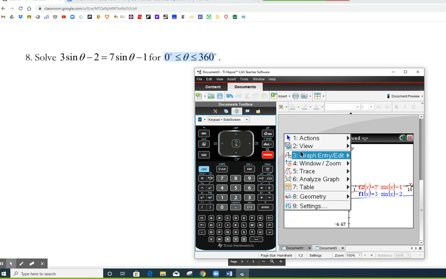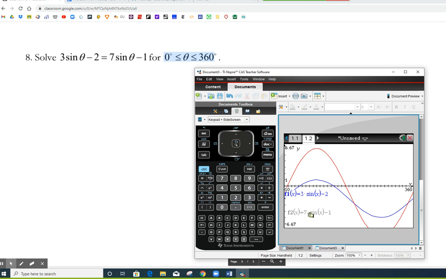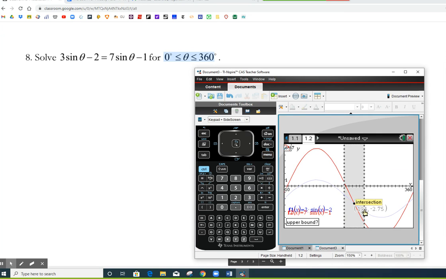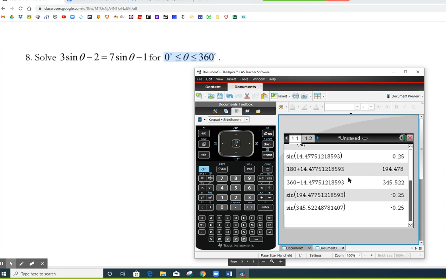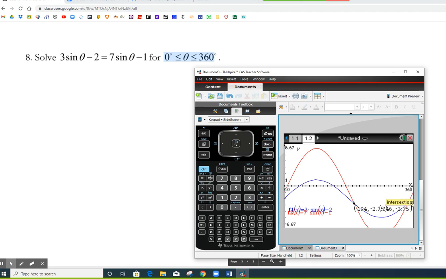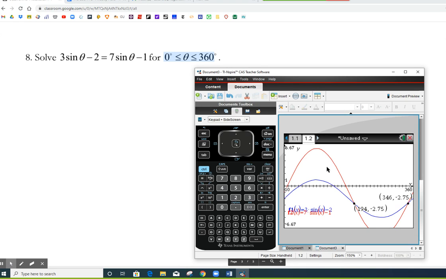So now I could change my viewing window to give me only angles between 0 and 360, so that I could just see where these sides intersect on that interval. So this shows me all the values of x between 0 and 360. Now I got to find where these two graphs intersect. If I go menu, analyze graph, intersection, I see this one intersects at 194, which was one of our answers. It's just rounded. And then the other intersection is going to be at 346, which is rounded, but the other answer that we got here. So you can always check your work by graphing both sides and seeing where they intersect.